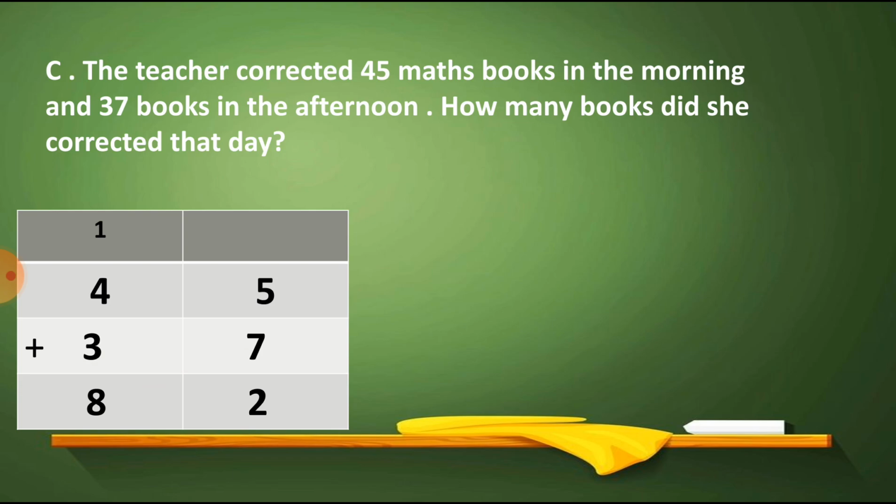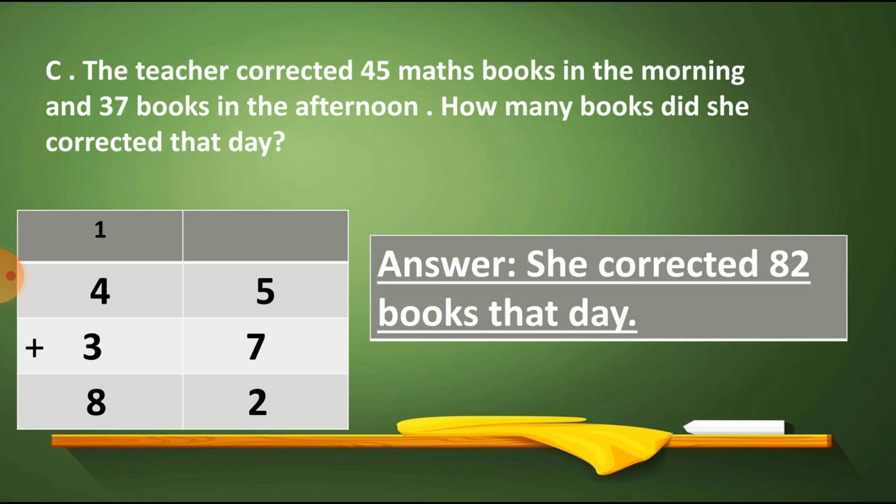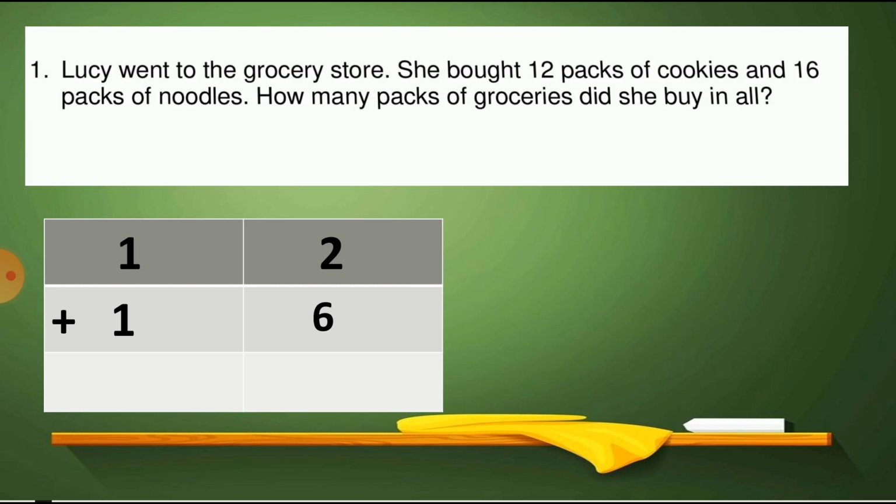This is the way to write the answer in the word form, in the sentence form: she corrected 82 books that day. This is the way to write the correct answer, and you will also write this answer, students. This is very easy. I hope you understood this and there is no doubt regarding it. I have one more example for you, so you will understand better.